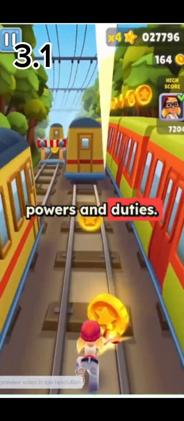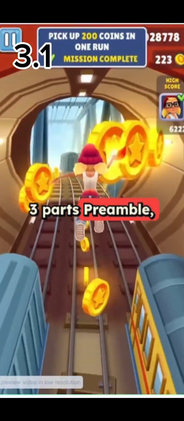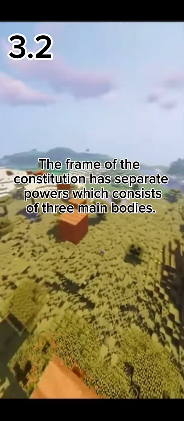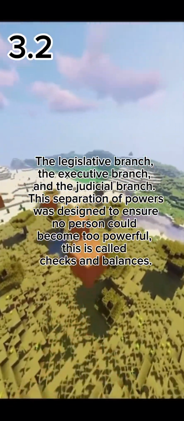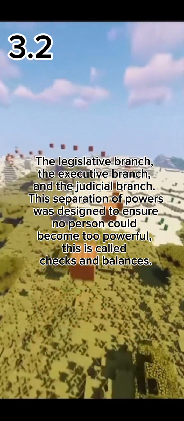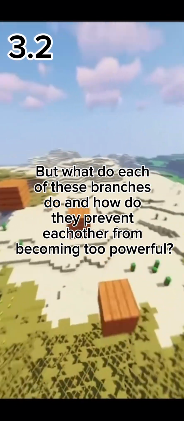It determines the powers and duties. The Constitution is broken up into three parts: preamble, Articles 1 through 7, and the amendments. The frame of the Constitution has separate powers, which consist of three main bodies: the legislative branch, the executive branch, and the judicial branch. This separation of powers was designed to ensure no person could become too powerful. This is called checks and balances. But what do each of these branches do, and how do they prevent each other from becoming too powerful?